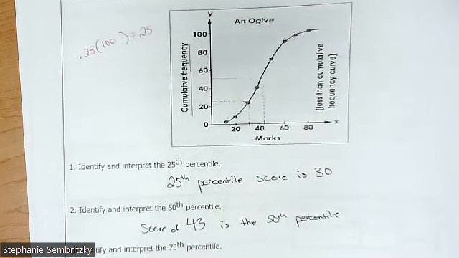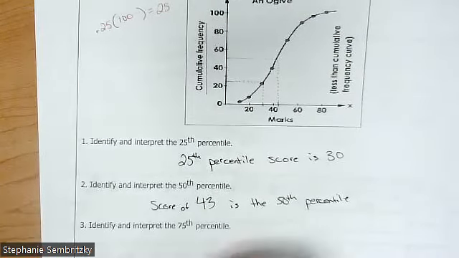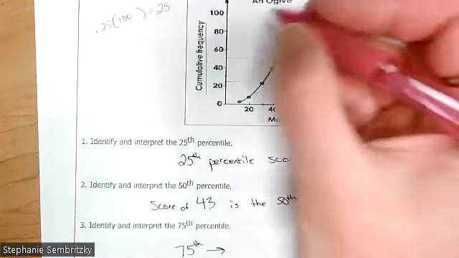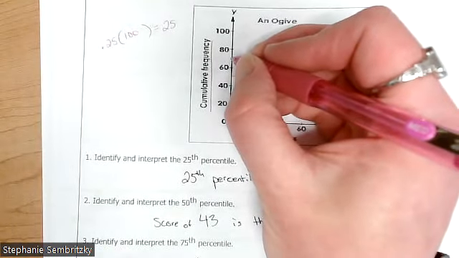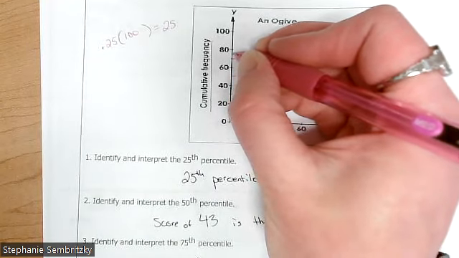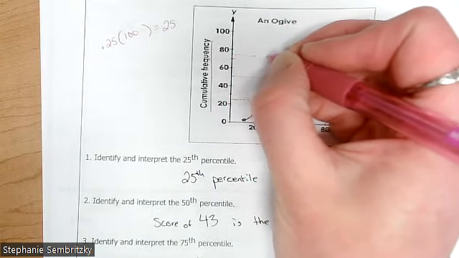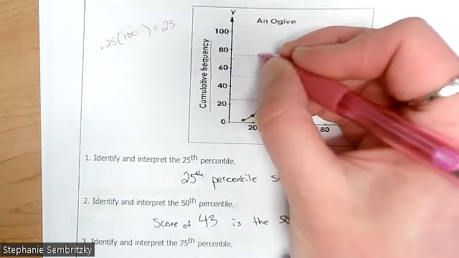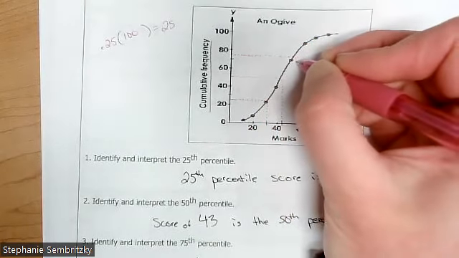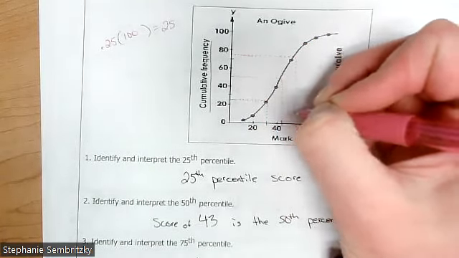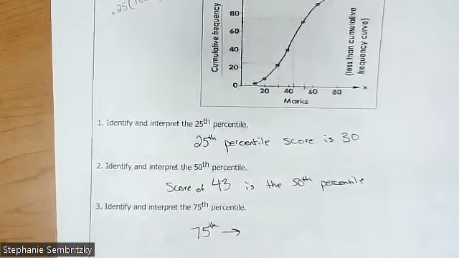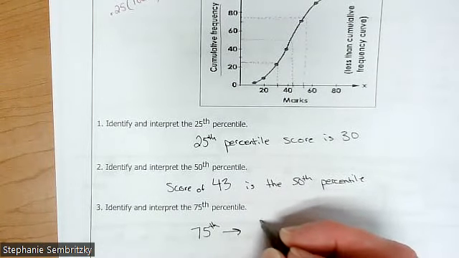What about the 75th? I'm being lazy. So for the 75th, we would go here, 60 to 80. 70 would be in the middle, and 75 would be in the middle of that. And we would just go over, and then come back down. I cannot draw a straight line to save my life. Where do you think that's at? 50? Score 50. Okay.